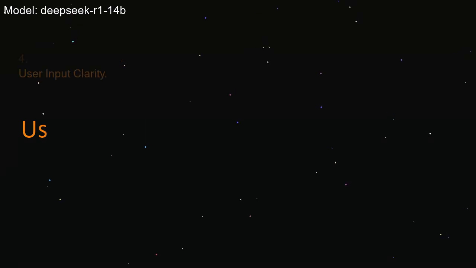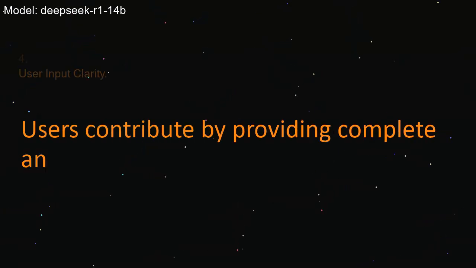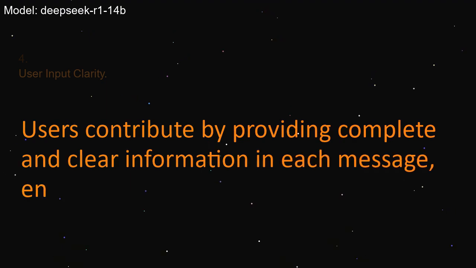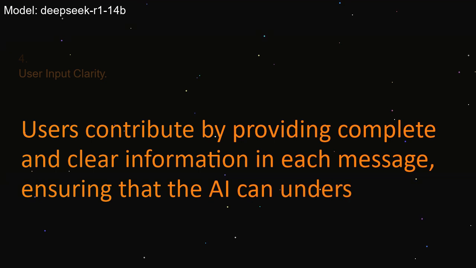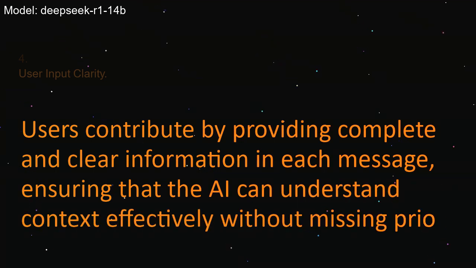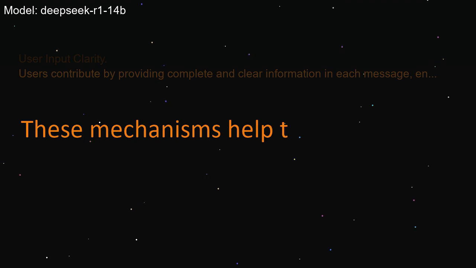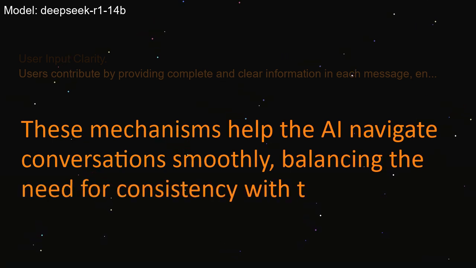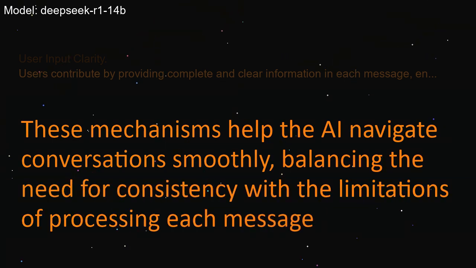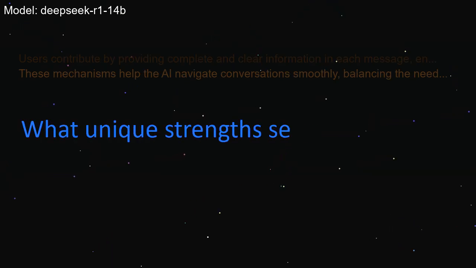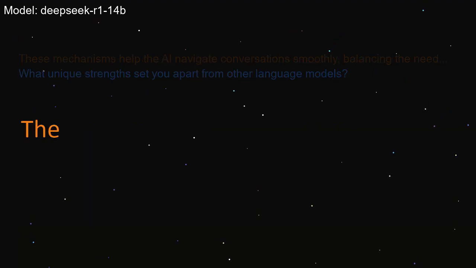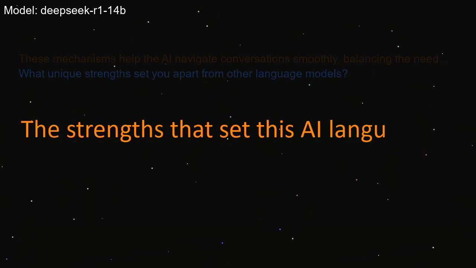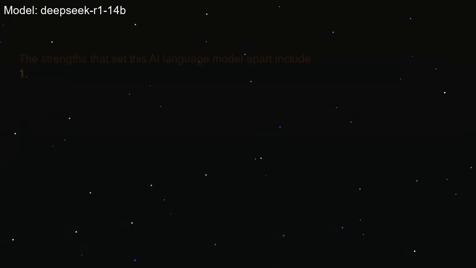4. User input clarity. Users contribute by providing complete and clear information in each message, ensuring that the AI can understand context effectively without missing prior detail. These mechanisms help the AI navigate conversations smoothly, balancing the need for consistency with the limitations of processing each message independently. What unique strengths set you apart from other language models? The strengths that set this AI language model apart include relative knowledge and quality. 1. Training and optimization.